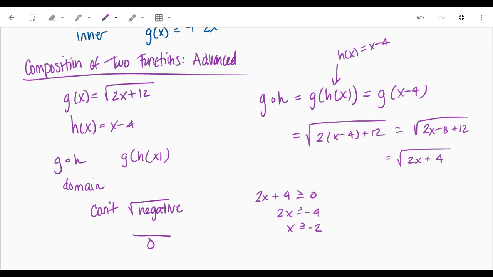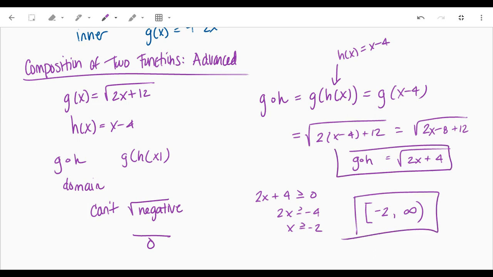Okay. And then remember with your interval notation, negative 2 is our lowest value, which means infinity would be our highest. Square bracket on negative 2, curved bracket on infinity. Okay. So again, there's our answer. And then here's our domain. Okay. Let me just check something quick here. See if I want to do another one.